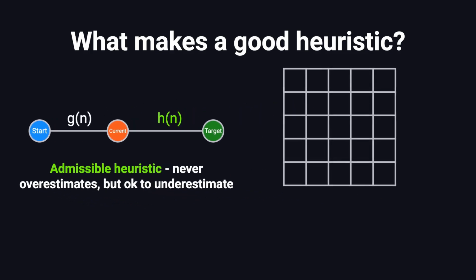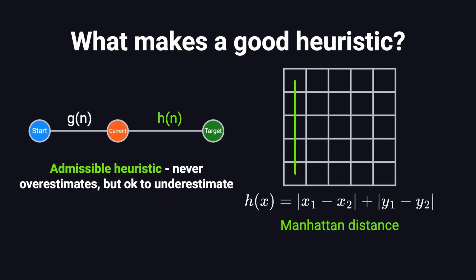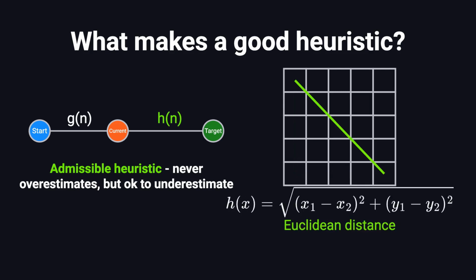For example, in a 2D grid where movement is only allowed up, down, left, and right, the Manhattan distance is a common and safe choice for a heuristic. If diagonal movement is allowed, then the Euclidean distance works just as well. As long as your heuristic stays on the safe side, meaning it never overestimates the actual cost to reach the goal, A* can guarantee both optimal paths and efficient search.